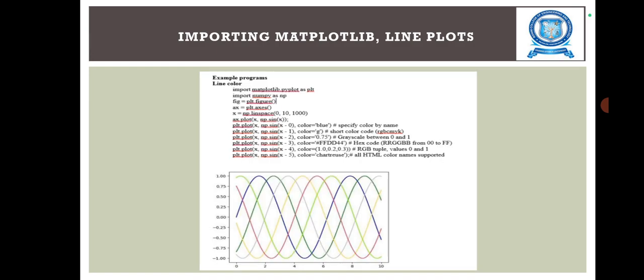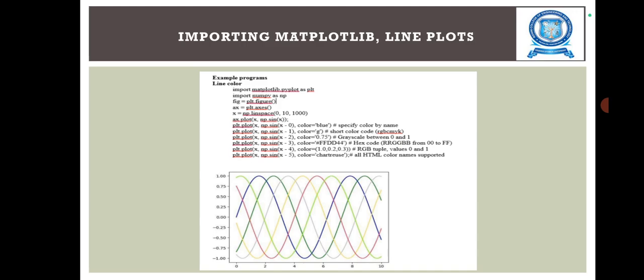Next, we are going to see one example program for line color. First, you have to mention the header files: import matplotlib.pyplot as plt, and what type of figure you are using. You have to use the figure name, and then you have to mention the axis. In the axis, you mention the size of the line, and you have to mention what type of color you want. You can mention the color name. Otherwise, you can mention the color code.